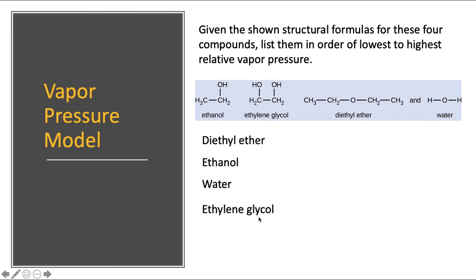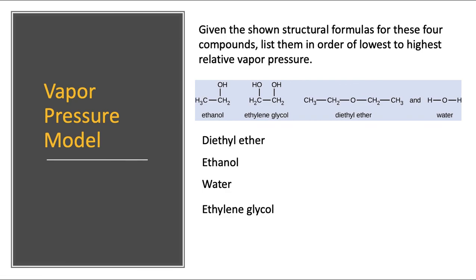And this is the case because ethylene glycol has the highest intermolecular forces. Those forces are so strong that it's very hard to take ethylene glycol molecules from the liquid phase and put them into the gaseous phase. Vapor pressure is the pressure that is exerted from the gaseous molecules on the sides of the container. The fewer the molecules up there, the smaller the vapor pressure will be, and therefore ethylene glycol will have the lowest vapor pressure, whereas diethyl ether will have the highest.